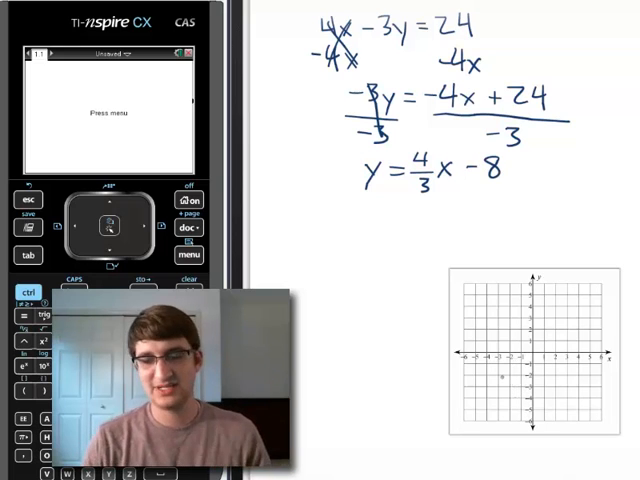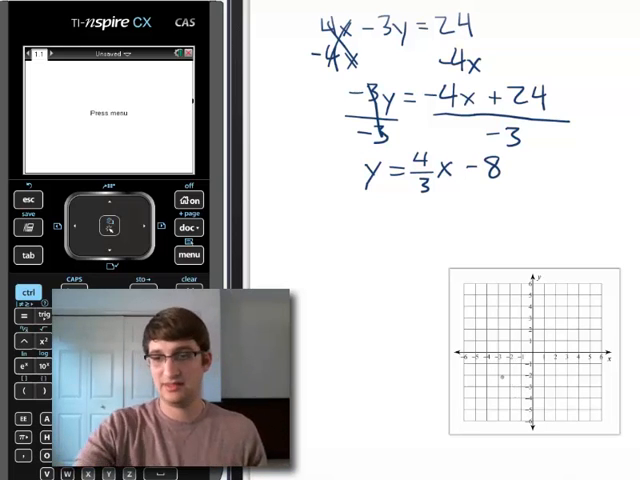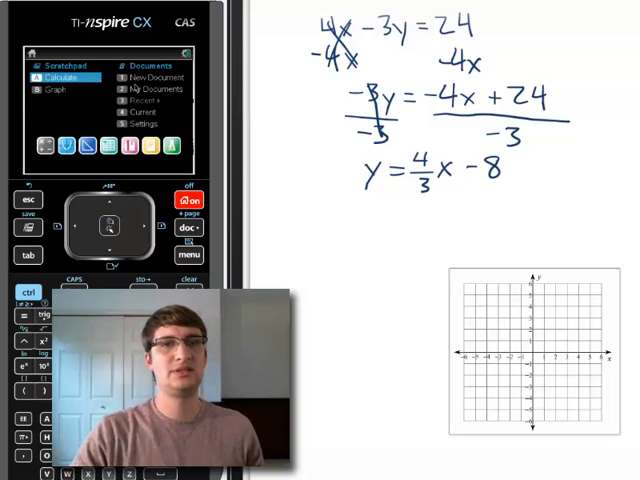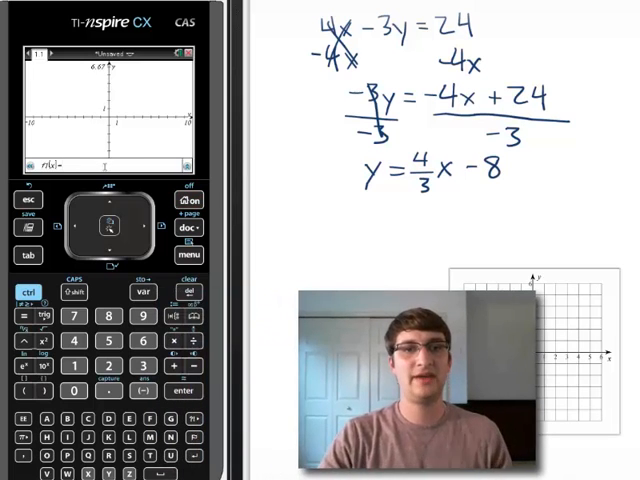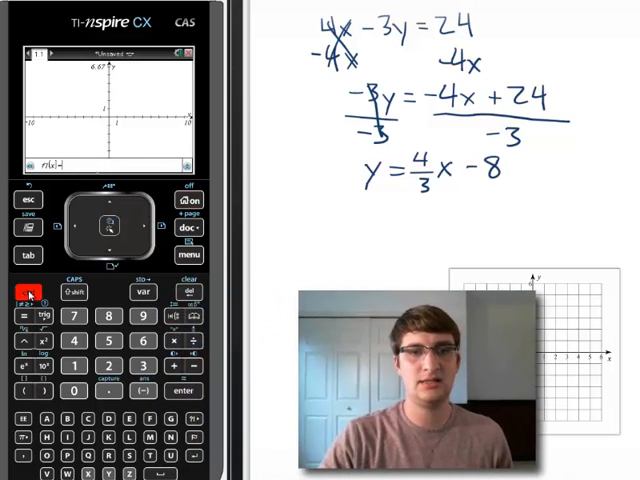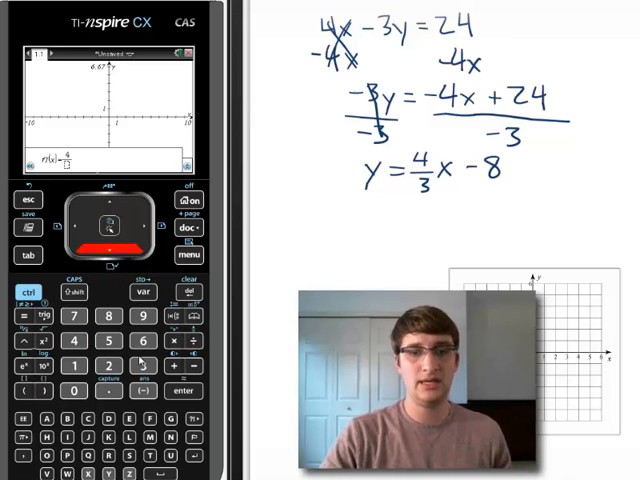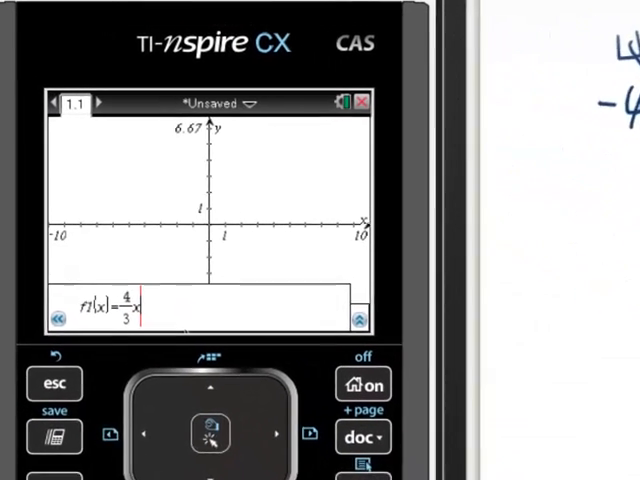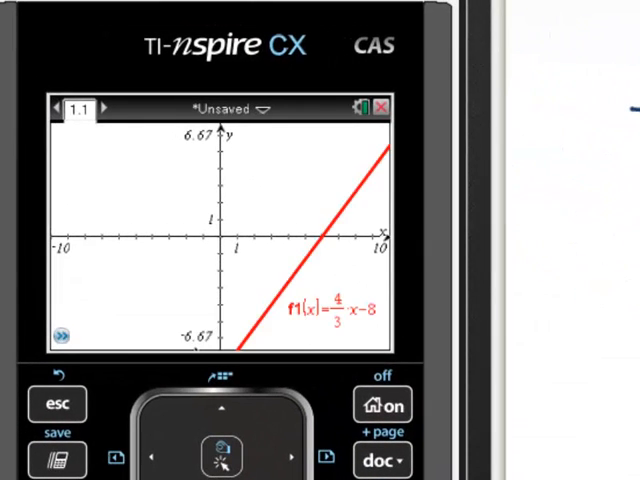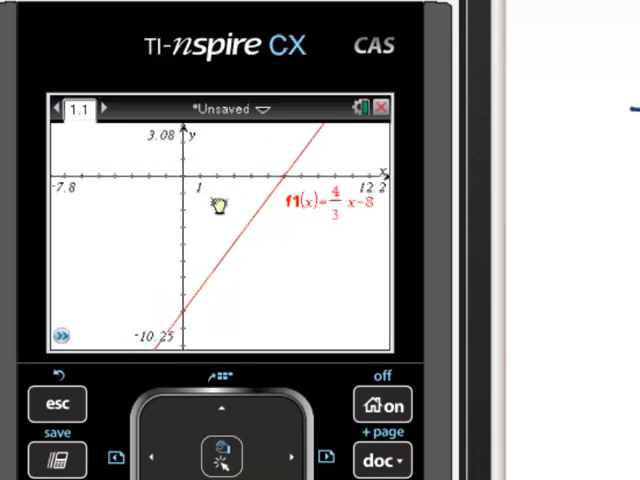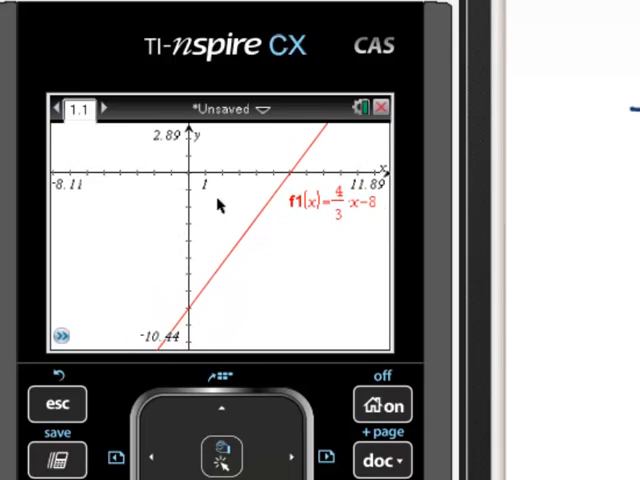I'm not going to grab this one because it's going to be actually off the screen. So what I'm going to do is I'm just going to use my calculator right now. I'm going to go to the home screen, then the graphing calculator, and type that in. First of all, I'm going to use my fraction tool. I got 4 over 3. I'm going to put an x next to it and subtract 8. Hit enter. There is the graph of my line. I'm going to move this a little bit so you can see the y-intercept and the x-intercept. There we go. There's our line for the second one.